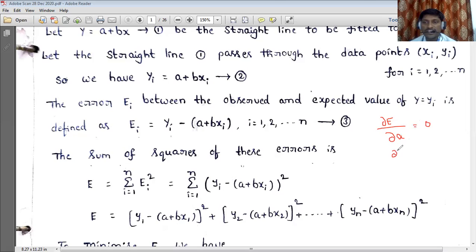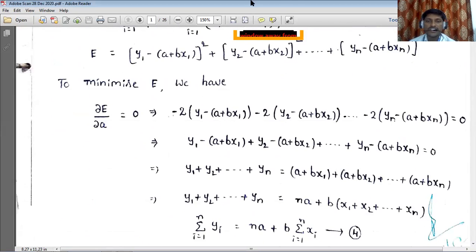In the same way, next dou E by dou b is equal to 0. So we apply the partial derivative of E with respect to b and equate it to 0. These are the two things we need to do, and then we get the two normal equations. Why are we using the method of least squares? To minimize the errors. So minimizing errors means we apply the partial derivative with respect to a. First we need to apply the derivative, right?